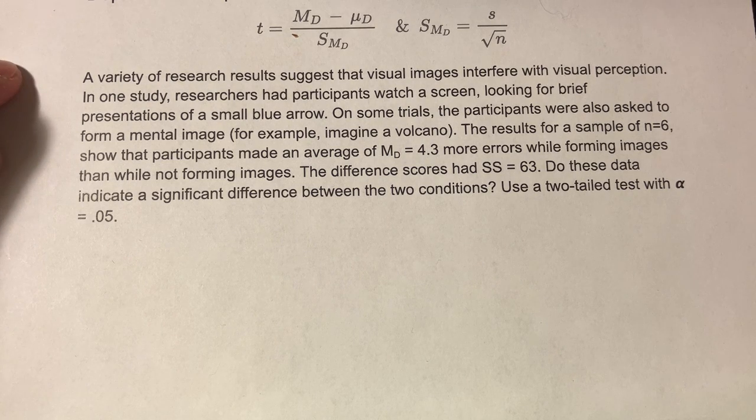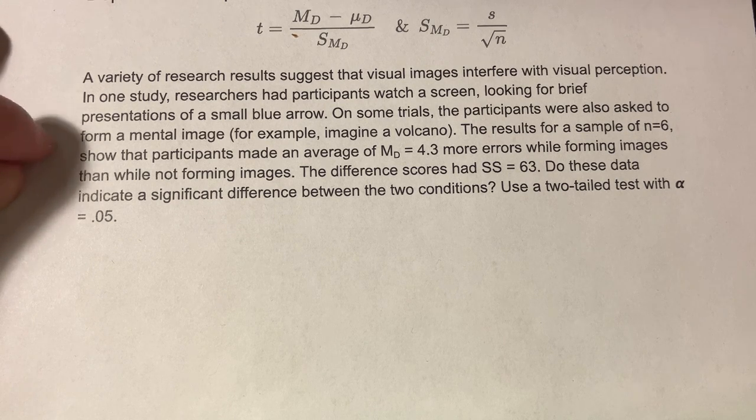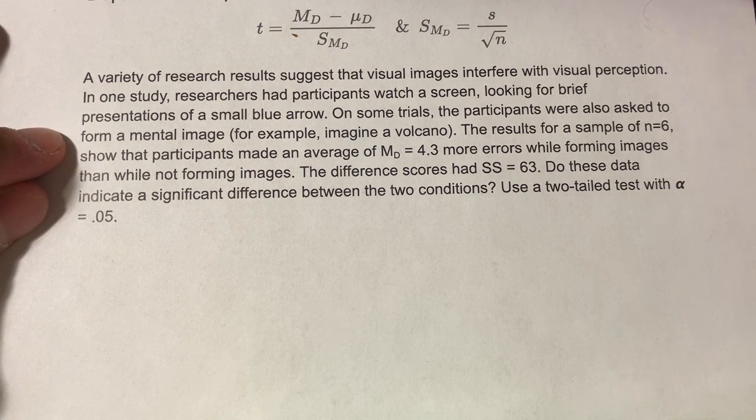So let's read the example. A variety of research results suggest that visual images interfere with visual perception. In one study, researchers had participants watch a screen looking for brief presentations of a small blue arrow. On some trials, the participants were also asked to form a mental image. For example, imagine a volcano.